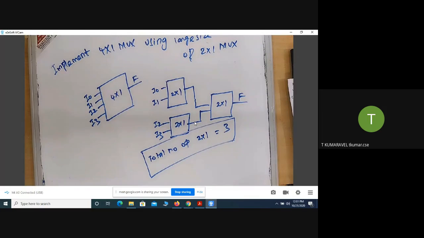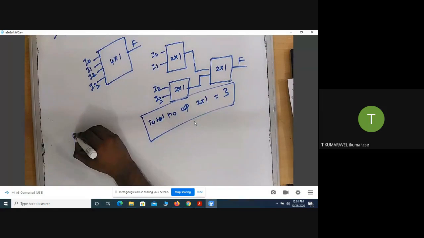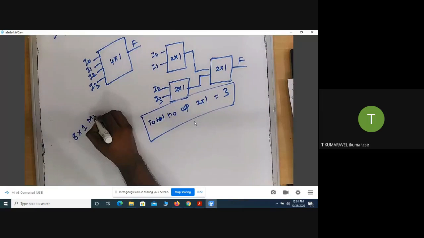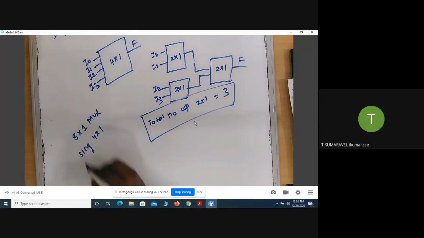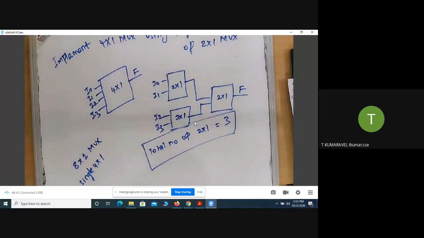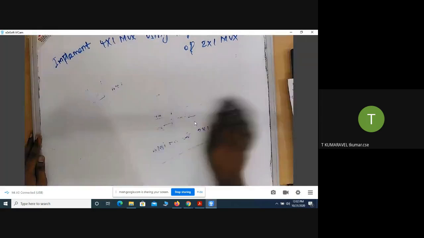Okay, it's okay for you. So previously, suppose they gave an 8 by 1 multiplexer and you wanted to implement that functionality using a single 4 by 1 multiplexer or 2 by 1 multiplexer, whatever it may be. In that case we are performing grouping. Here, the question is that you want to implement a 4 by 1 multiplexer functionality using n number of 2 by 1 multiplexers. In such a way we are going to implement that. We will try one more problem, and you will get a clearer idea.